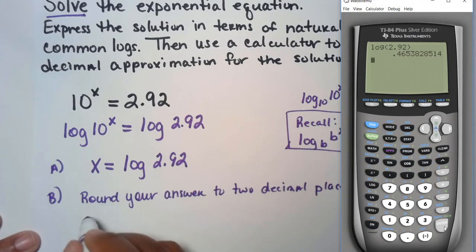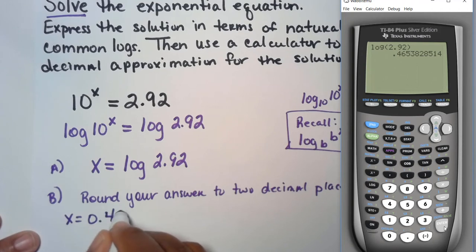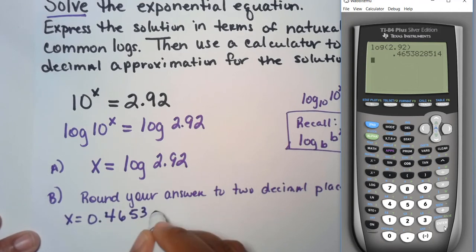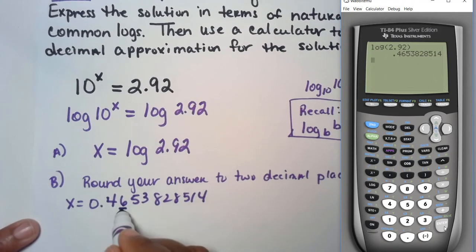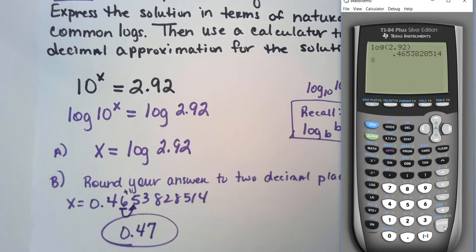So you see that we have 0 point, we'll say x is equal to 0.4653828514, but we only need to look at the first 2 digits. So let's look at this 6 here. Look to your right. If the digit to the right is 5 or greater, we're going to add 1 to the 6. So we will have to add 1 to the 6. So our decimal answer would be 0.47. And there we go.